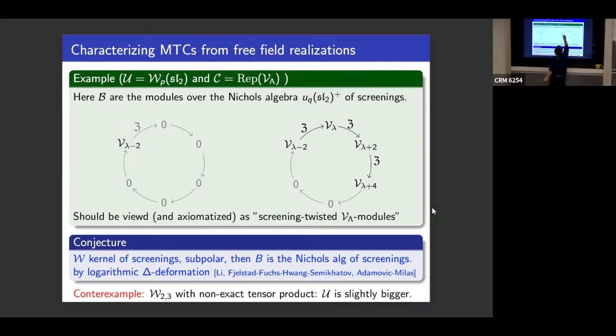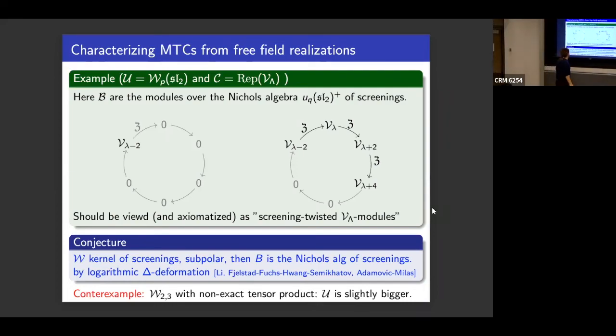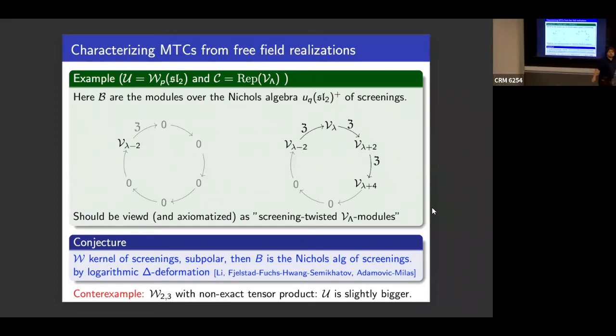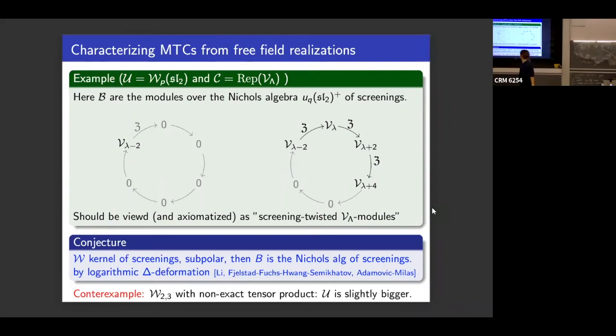And in fact, that's how it looks. And of course, you see immediately this is exactly the modules I had in my first lecture slides, right? This is how they look. And they should be viewed, and axiomatized, but we haven't done this, as screening twisted V lambda modules. Somehow it's clear what you do, right? But we haven't done this so far.